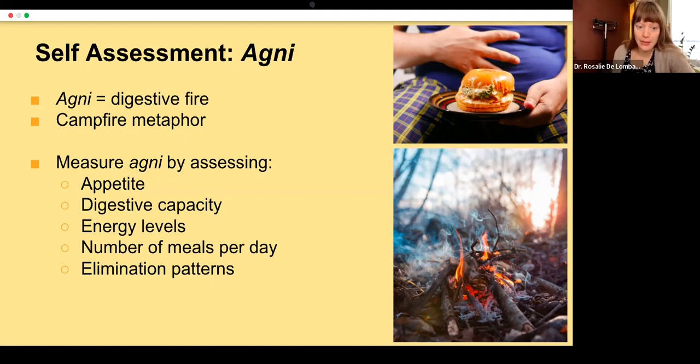Okay. Elimination patterns are probably one of the biggest things when it comes to assessing for Agni, because like I said, if we're more constipated, that tells us there's a lot of dryness, a lot of Vata. If we have more diarrhea or loose stools, that tells us there's too much Pitta. So a Vata type Agni or a Pitta type Agni, right? We've got to find the balance in between.